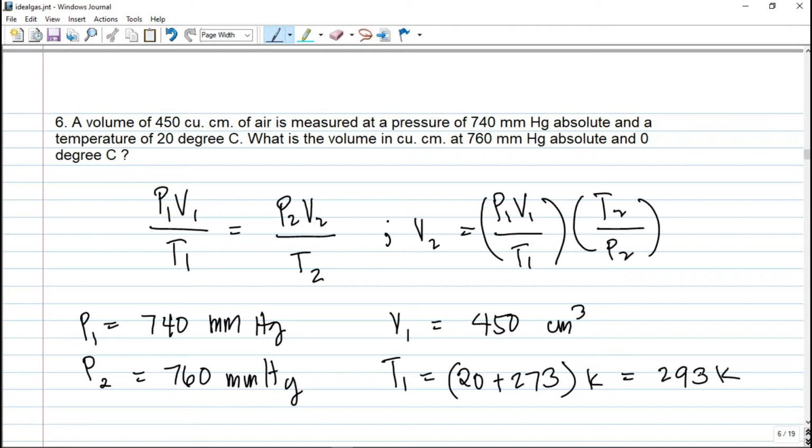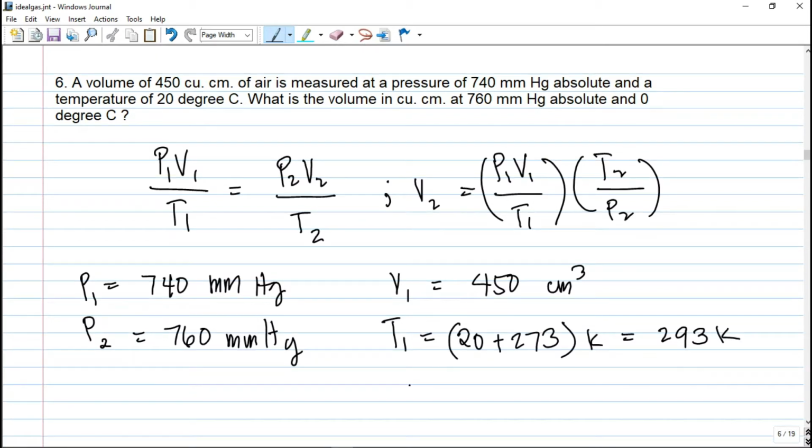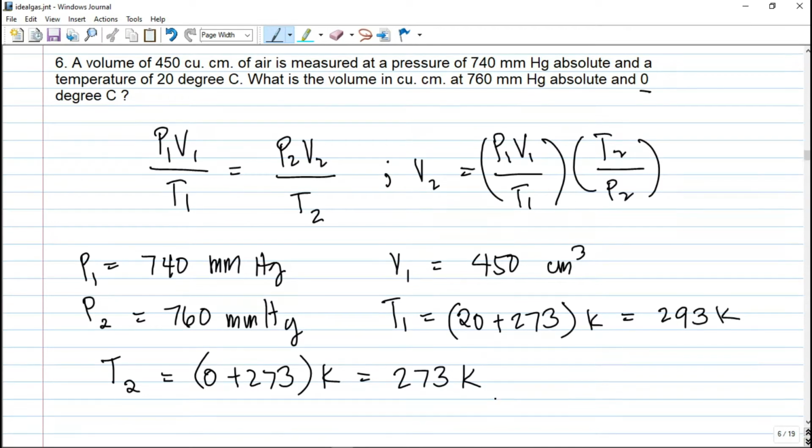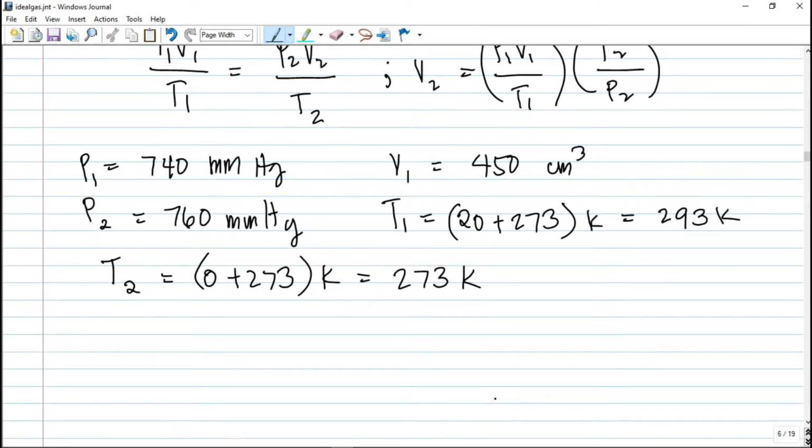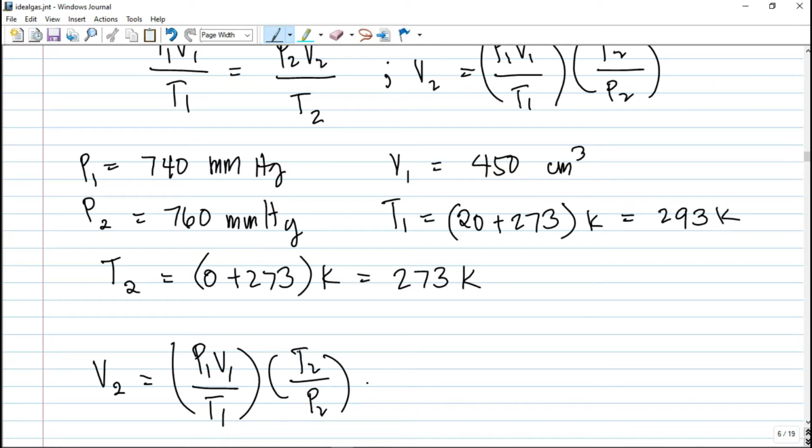This is Kelvin. Then our temperature T2 is equal to 0 degrees Celsius, so 0 plus 273, converting that to Kelvin. So this is 273 kelvins. Then we just need to substitute all of these values. Then V2 is equivalent to P1 V1 over T1 times T2 all over P2. So we just need to substitute that.